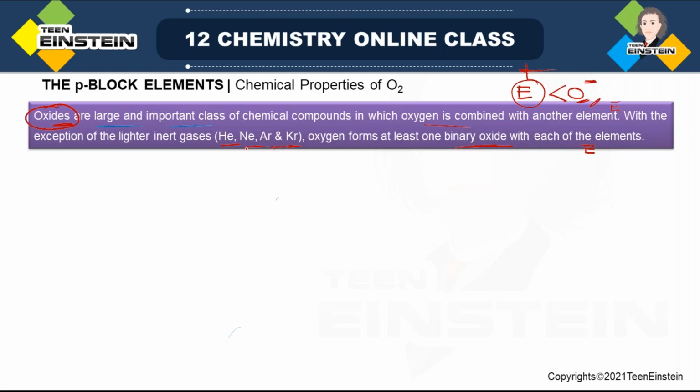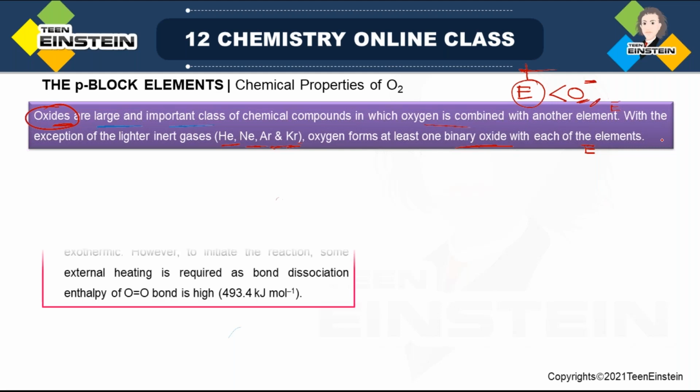But if you move further, krypton, xenon, radon, what happens? Reactivity gradually increases down the group because the outermost electrons are now far from the nucleus, so they can easily take part in reaction. Ionization energy is also very low, so the heavier inert gases are comparatively more reactive than the lighter inert gases, and they can form compounds with oxygen. You have probably heard about xenon oxide.